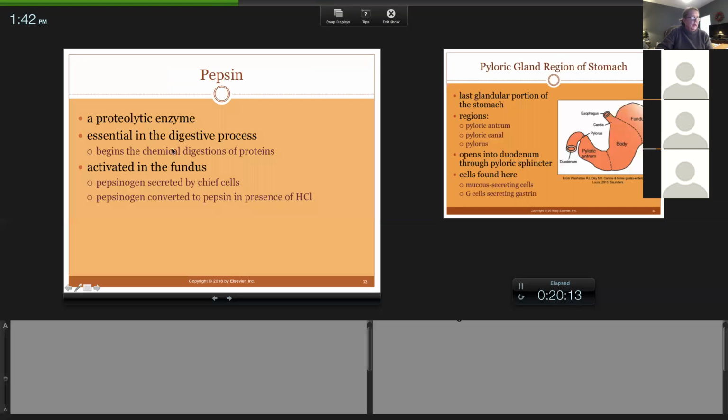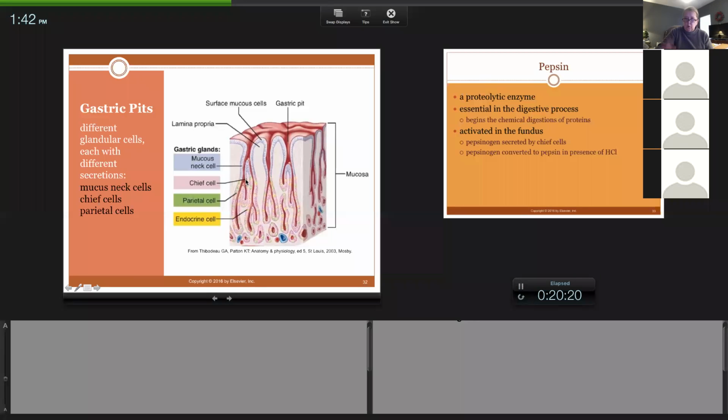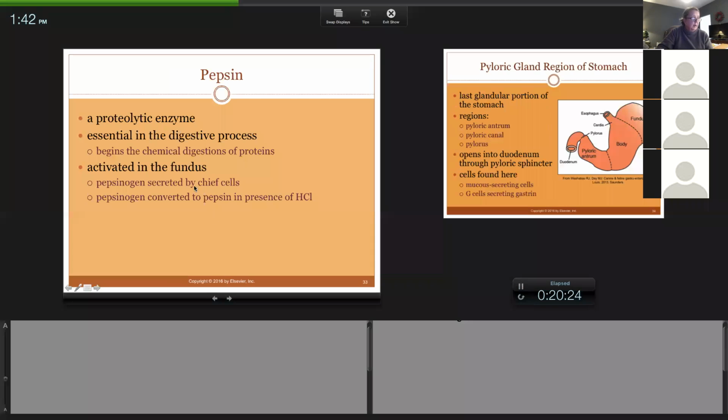So pepsin is a proteolytic enzyme, and it's secreted by these chief cells. Let me back up. The chief cells are going to secrete pepsinogen, and that is inactive. But when it's secreted into the stomach environment where there's hydrochloric acid, it's converted into pepsin. Remember my little helpful tip for you guys: anytime you see gen on the end of it, it's typically inactive, and it's going to generate the active form. Like trypsinogen becomes trypsin.